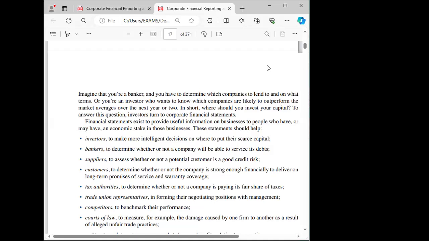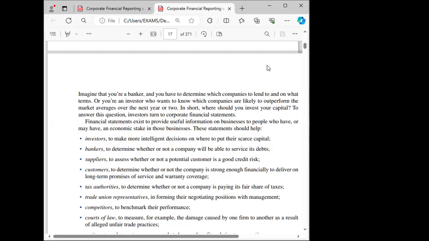So for example, we have various stakeholders. One is investors. Investors use these financial statements so that they can make decisions on where they can invest their scarce resources. So for investors, this is good information for them to have.